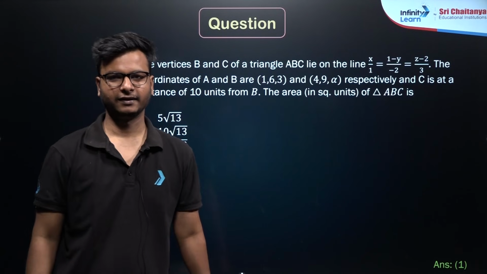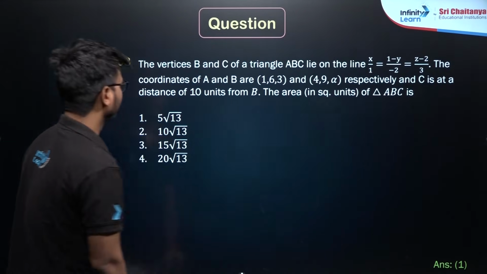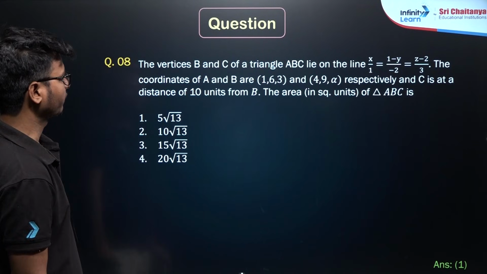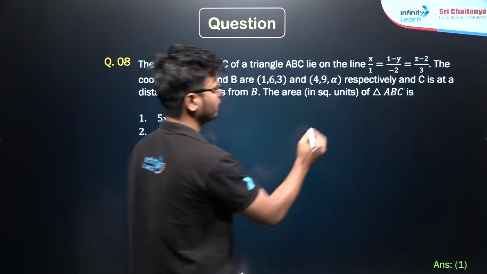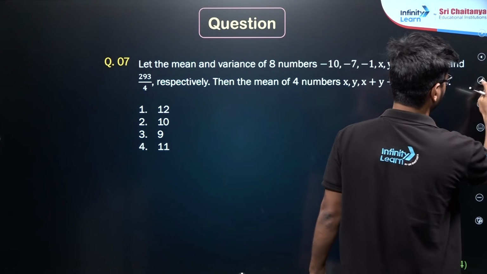Hello students. So let's read the question. We have a question that the vertices B, C of a triangle ABC lie on the line. So we are given with the, just a minute.